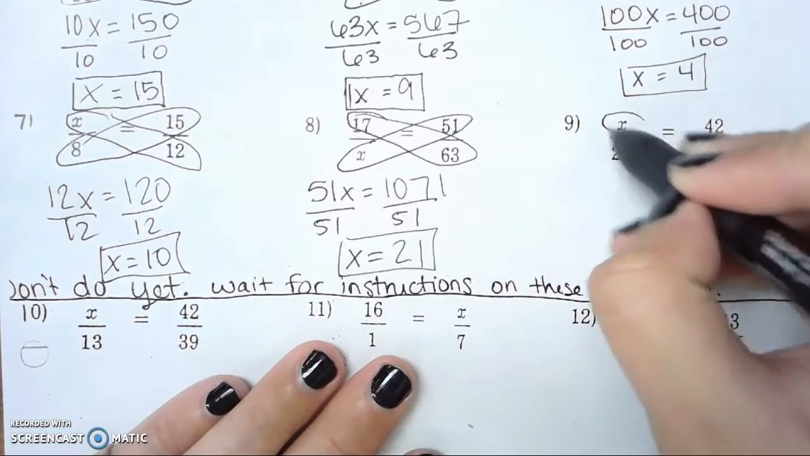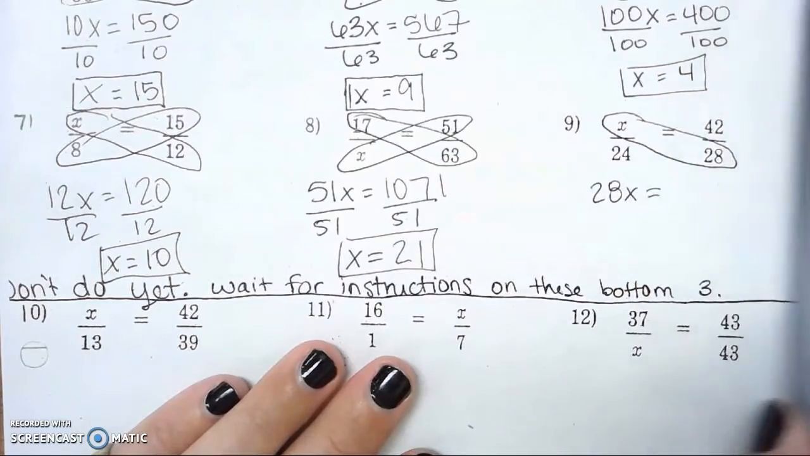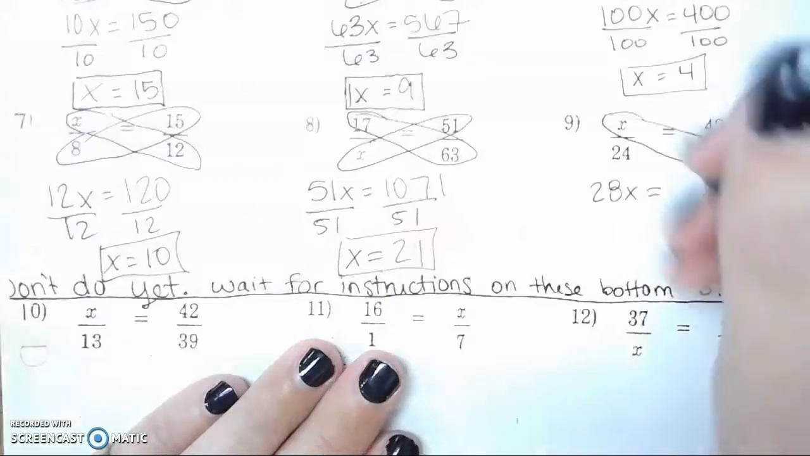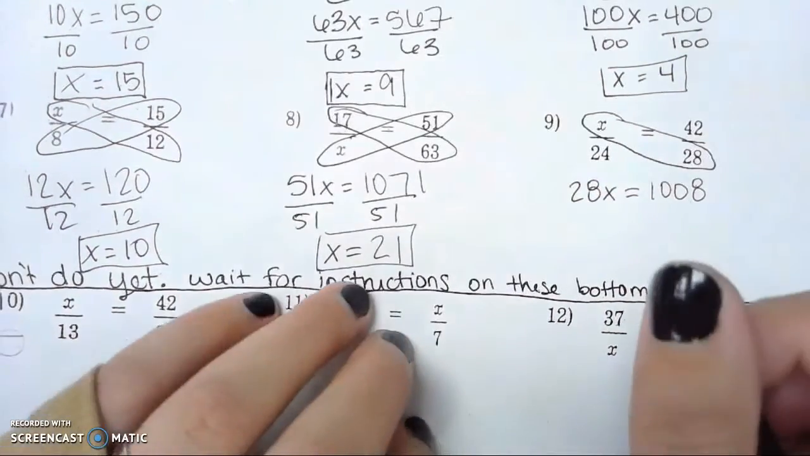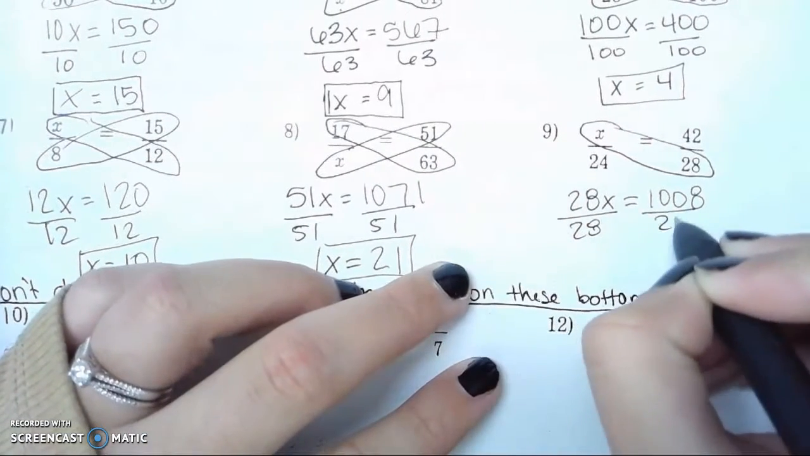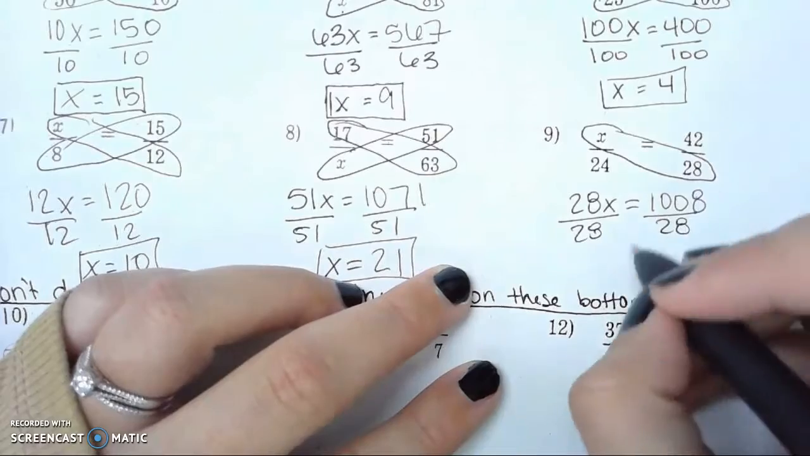Number 9, cross multiply. You should have gotten 28x equals 24 times 42 is 1008. And the last step is to divide by 28 on both sides, and you would get 36.